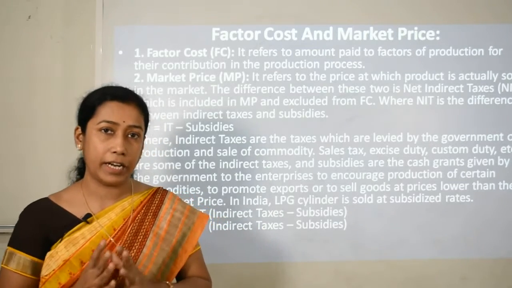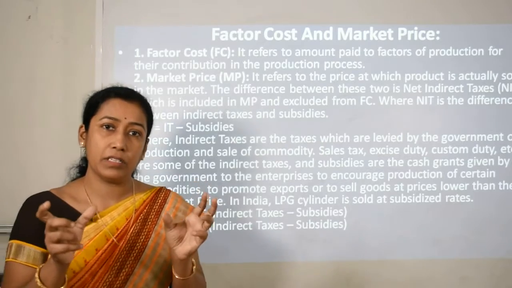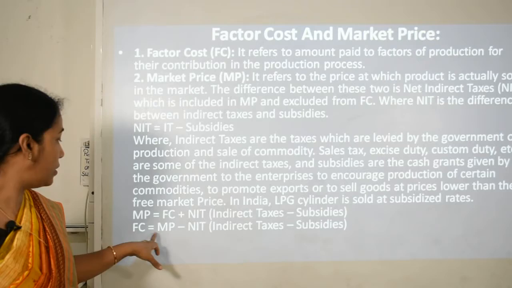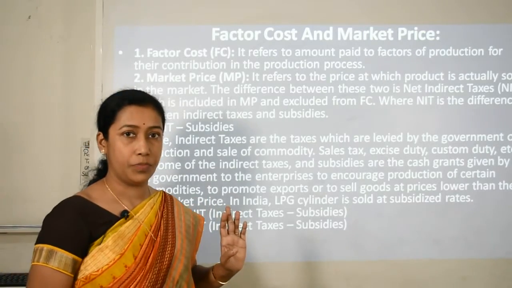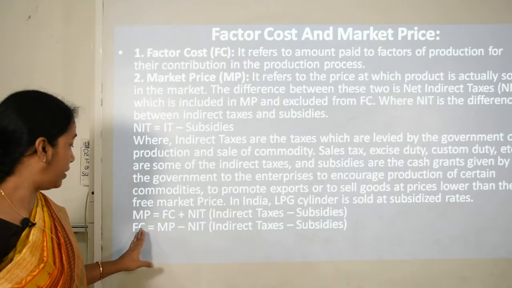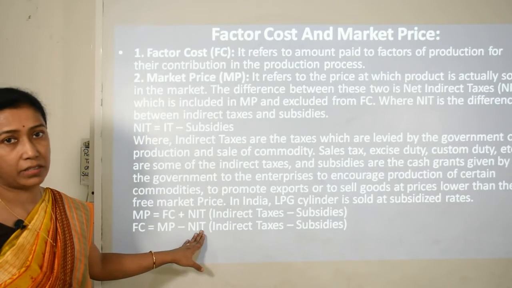That is, net indirect tax can be calculated by deducting subsidies from indirect tax. Now how can we calculate factor cost? It is market price minus net indirect taxes. So what is market price? Factor cost plus net indirect tax, whereas factor cost is market price minus net indirect tax.